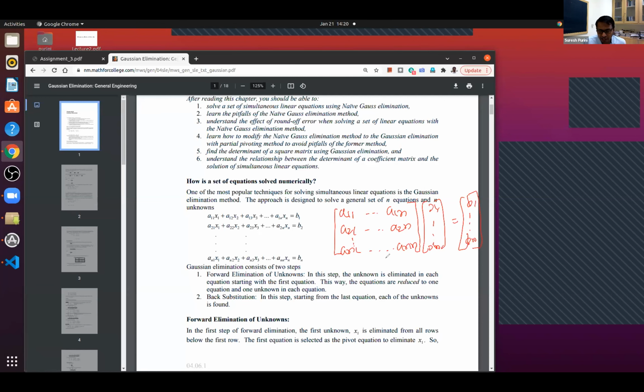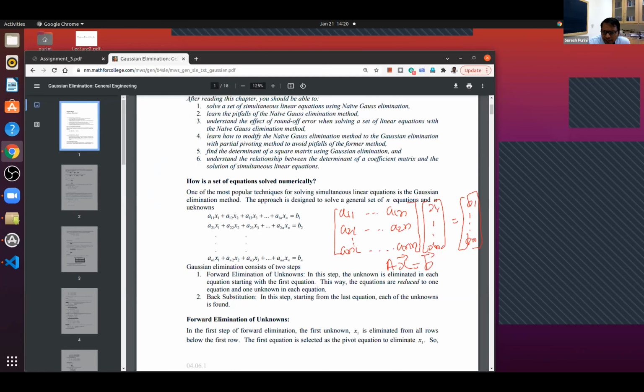So this is called Ax equals b, where x is a vector and b is a vector. The system of linear equations, we can write in this particular form: A times vector x is equal to vector b. Are you with me here? First step.